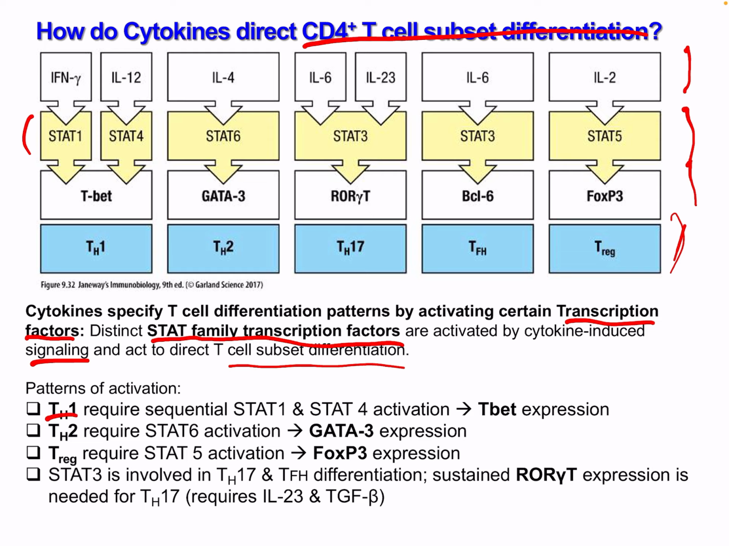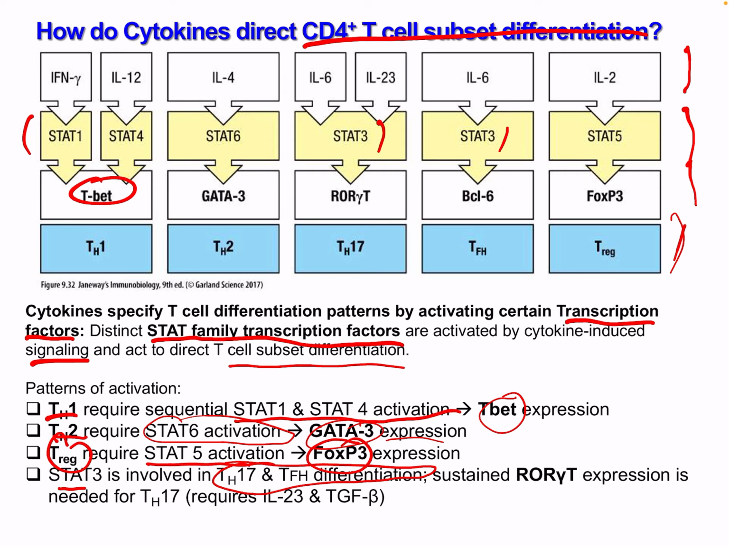So Th1 requires STAT1 and STAT4 activation, which causes T-bet expression. Th2 requires STAT6 activation and GATA3 expression. T regulatory cells require STAT5 activation and FOXP3 expression. And STAT3, we can see here, is also involved in Th17 and T follicular cell differentiation, and this is sustained by RORγt expression, which is needed for Th17, and this requires IL-23 and TGF-beta. So again, this RORγt, we can see here, is different from BCL6.